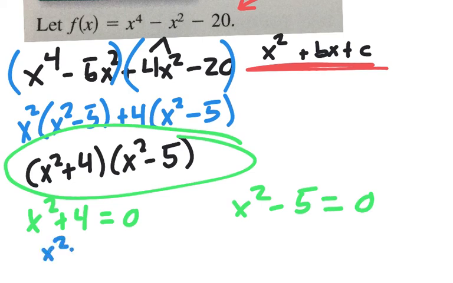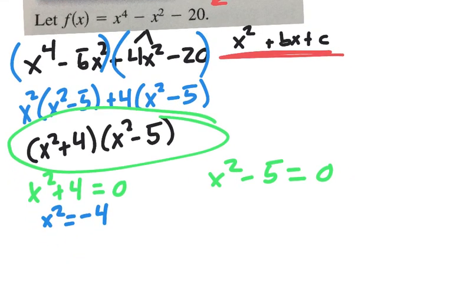That's going to give me x squared equals negative 4. If I take a square root of both sides, I get x equals plus or minus. To get rid of the negative, I bring out an i. Square root of 4 is 2. So I have positive 2i and I have negative 2i.